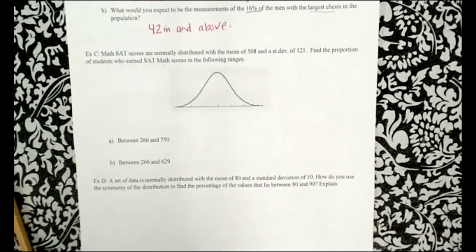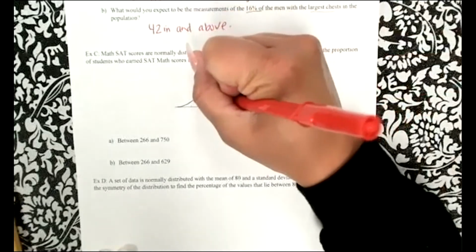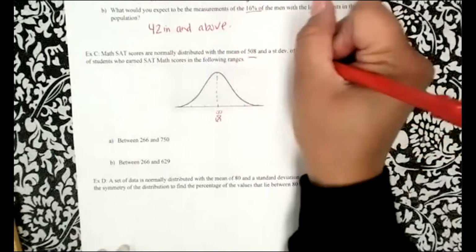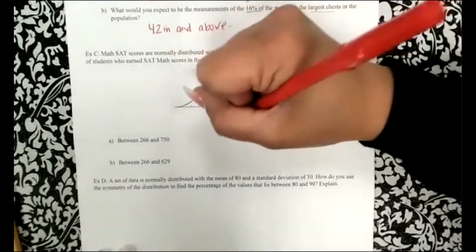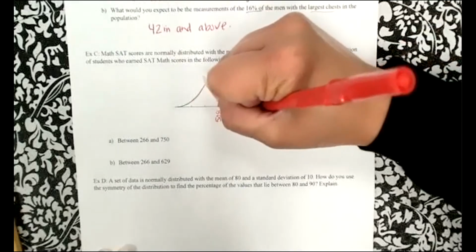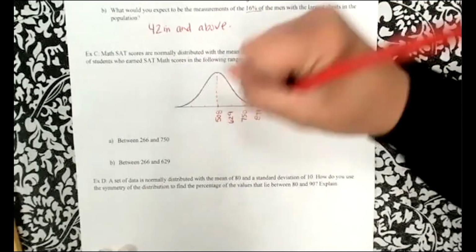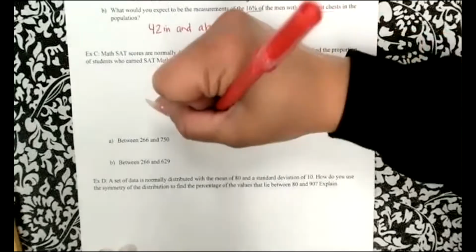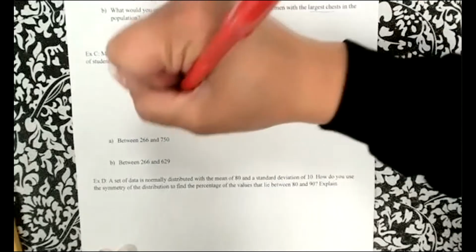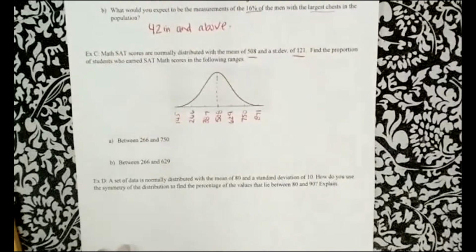It says math SAT scores are normally distributed with a mean of 508. So here's our mean, this is going to be 508, and a standard deviation of 121. So if I add 121, this is going to be 629, 750, and 871. If I subtract 121, this is going to be 387, 266, and 145. Find the population of students who earn SAT math scores in the following ranges.